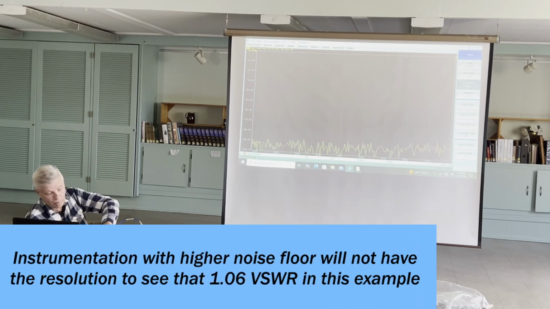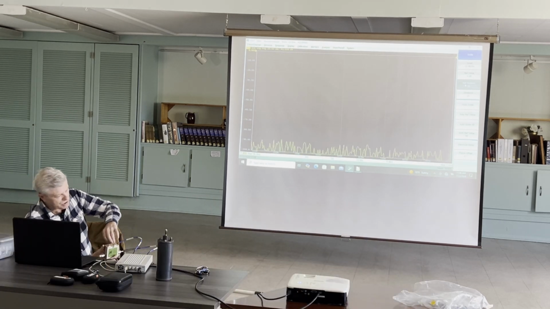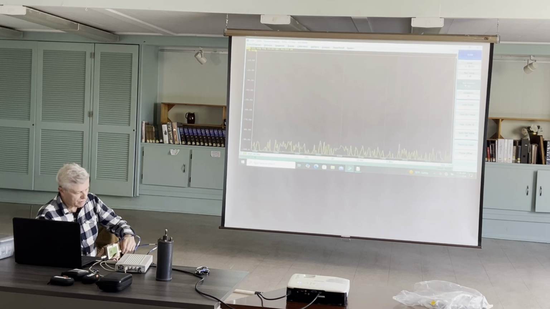So there you go. That's why we do both measurements. The advantage of this style of coupler is it has compensation built into it. That's the whole deal on that.